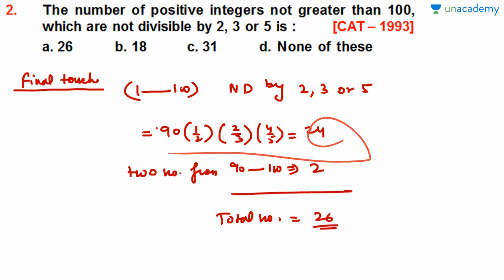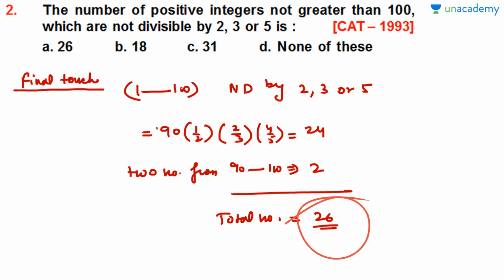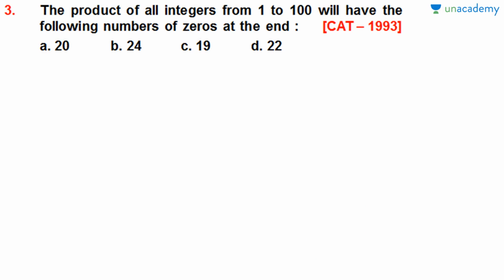And there are two numbers from 91 to 100, because we have to calculate till 100. With this calculation we have calculated till 90. So from 91 to 100 we'll calculate the extra numbers which are not divisible by 2, 3 or 5. Only two numbers are there: one is 91, one is 97. So 24 and 2 is 26, our answer. Got this point? Next question.